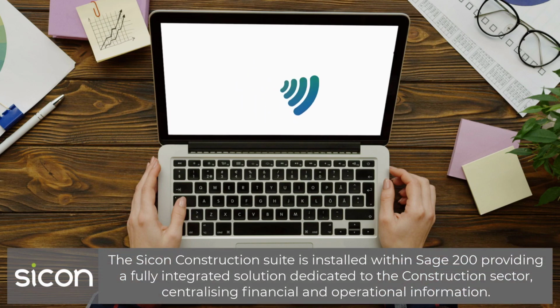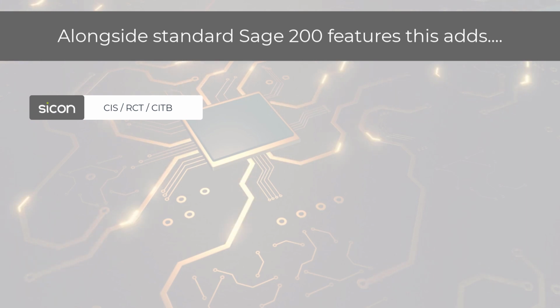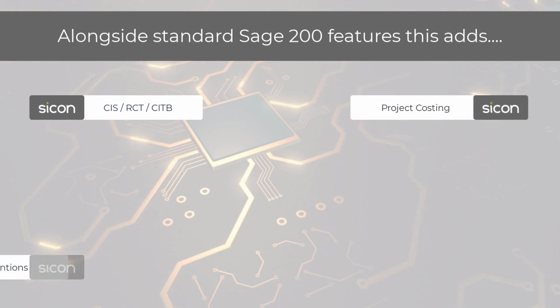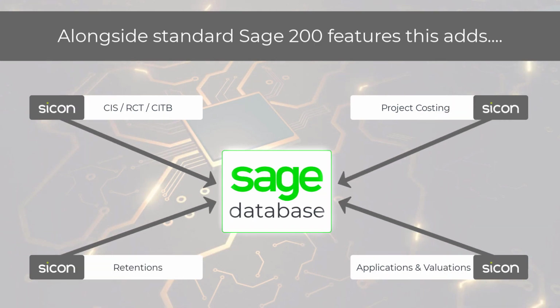The Sicon Construction Suite is installed within Sage 200, providing a fully integrated solution dedicated to the construction sector, centralising financial and operational information. Alongside standard Sage 200 features, this adds CIS, RCT, CITB, project costing, retentions and application evaluation features, all held within the Sage database.